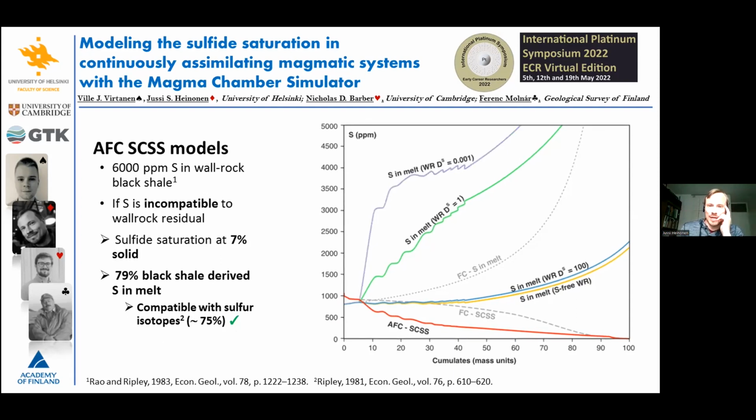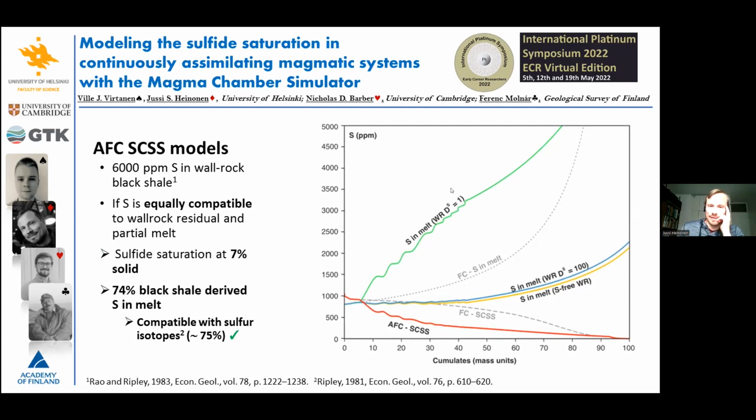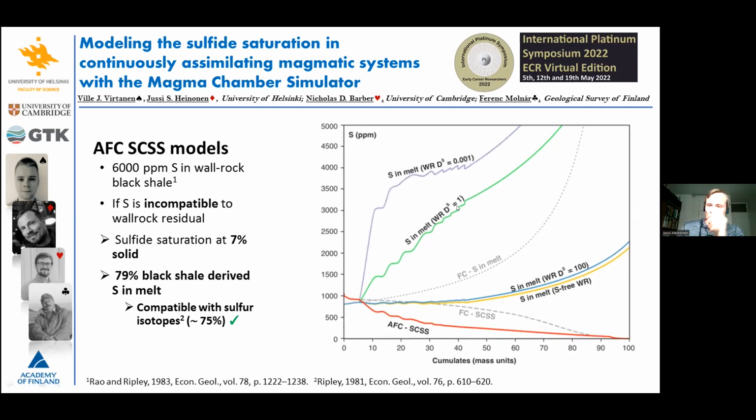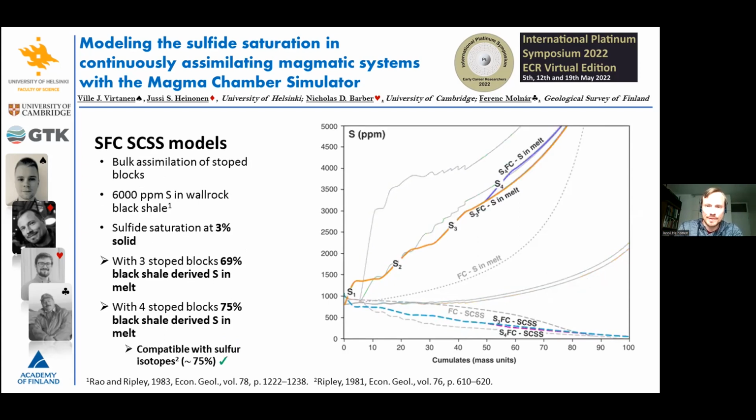And these two scenarios, with partition coefficient of 1 or smaller than that, are compatible with sulfur isotopic data for the Duluth complex, which is probably not surprising. The stoping models where we have bulk assimilation of wall rock are very similar to the trend with AFC, the assimilation of partial melts with partition coefficient of 1, which makes sense. But anyway, this is also possible, this bulk destruction and just mixing with these disintegrated xenoliths.